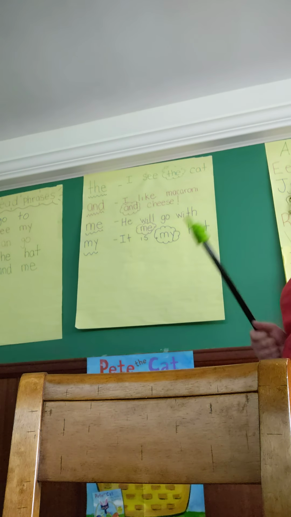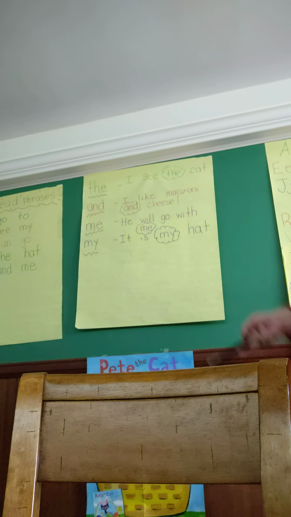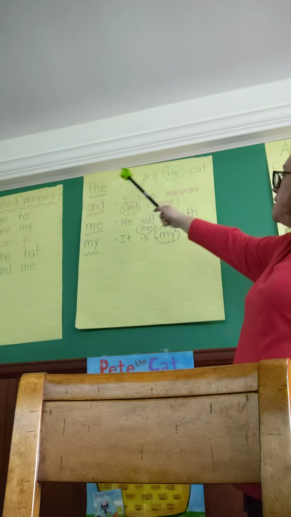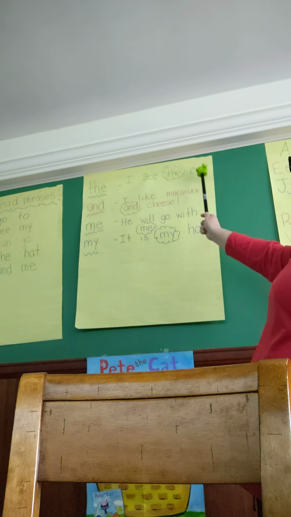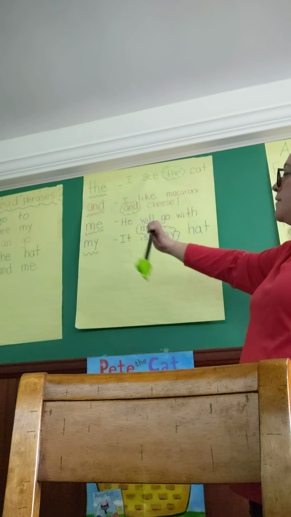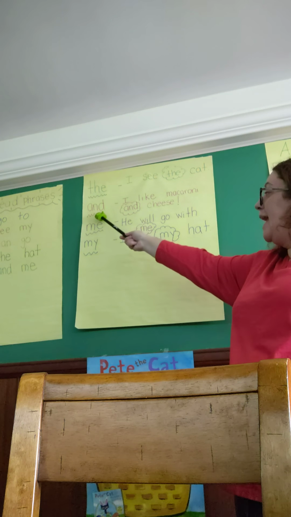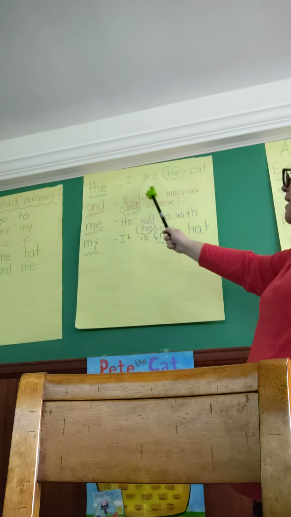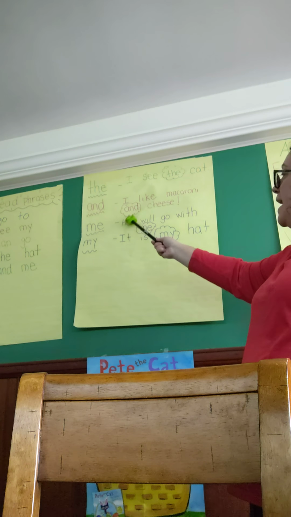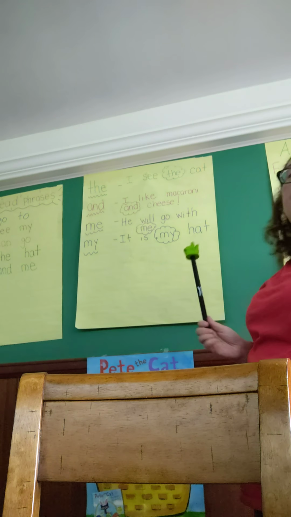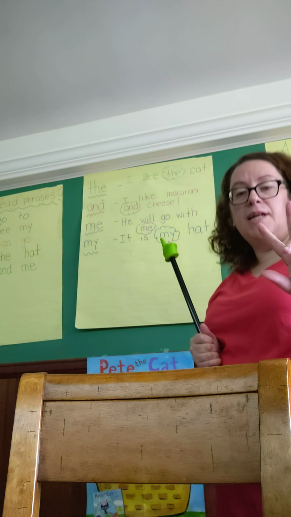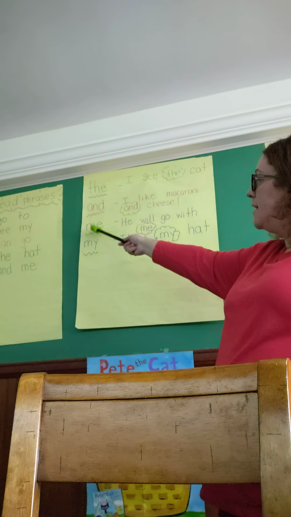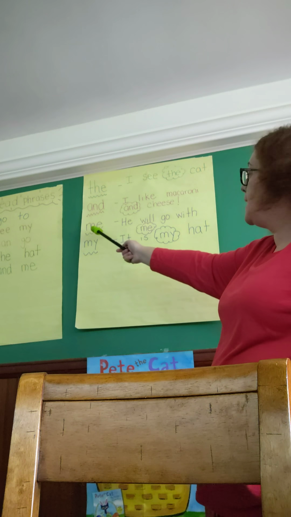Okay? And remember, let's review the ones that we've done so far. We've done the. T-H-E spells the. I see the cat. The second one we practiced was and. A-N-D spells and. I like macaroni and cheese. Then we did those two tricky ones that a lot of friends get mixed up. We did me. M-E spells me.